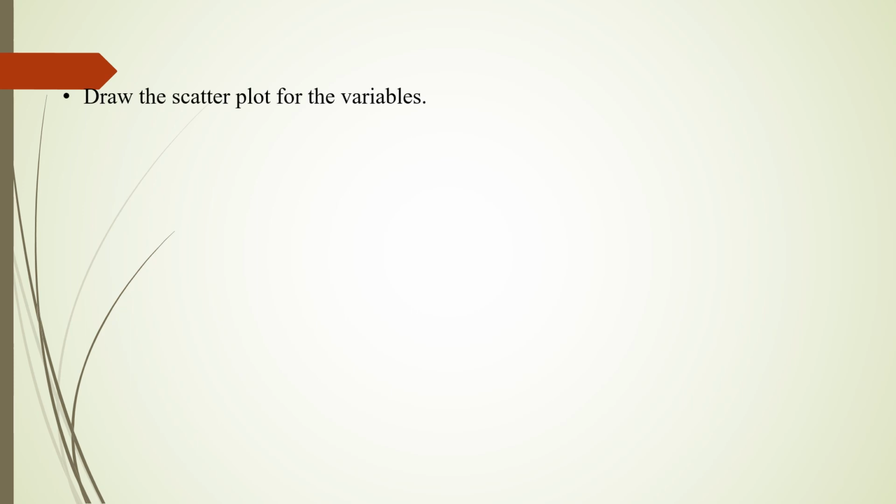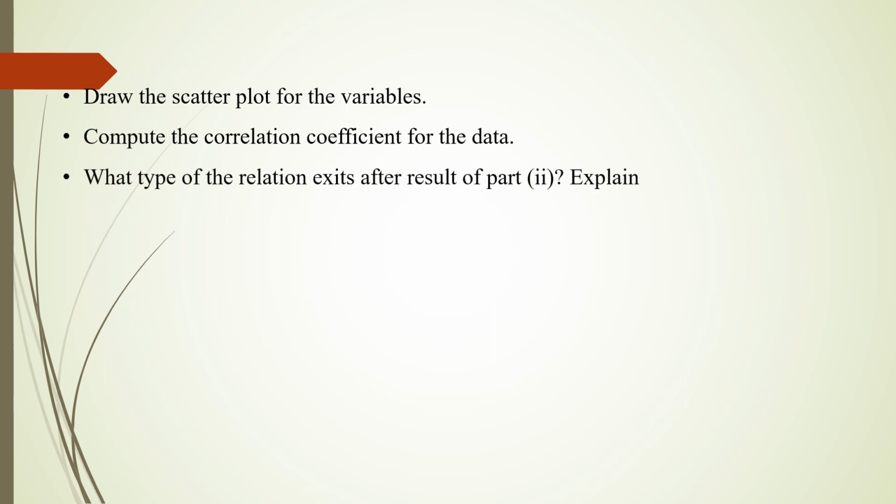So now dear student, here we will discuss some points. The first point is to draw the scatter plot for the variables. The second is to compute the correlation coefficient for the data. And now, what type of relationship will it be after the result of part B? After getting the correlation coefficient, we will be able to see whether this relation is positive or negative.